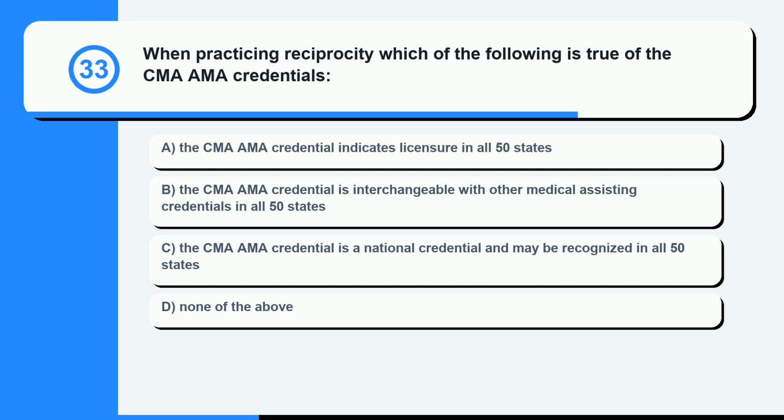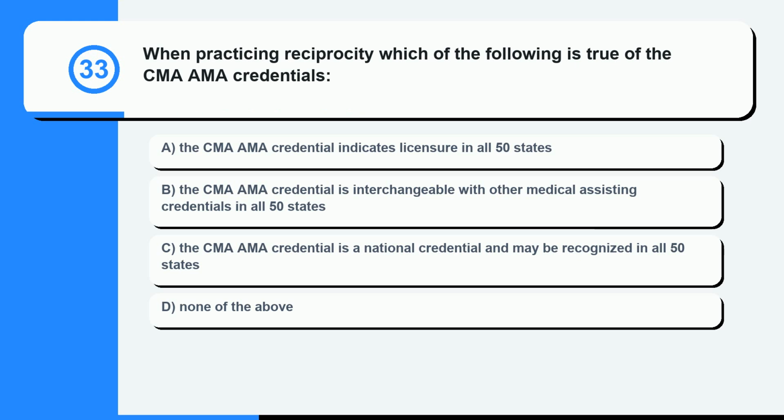A. The graduate has elected to become certified. B. The graduate has chosen to become licensed by the state of Ohio. C. The graduate will be registered as a medical assistant when she passes the EMA examination. Or D. None of the above. The correct answer is A.